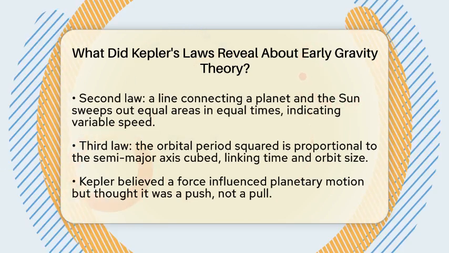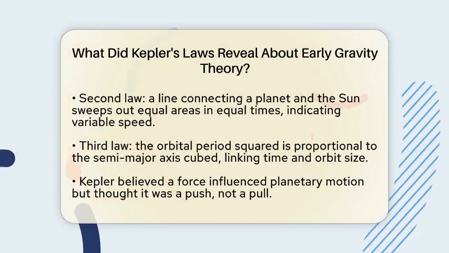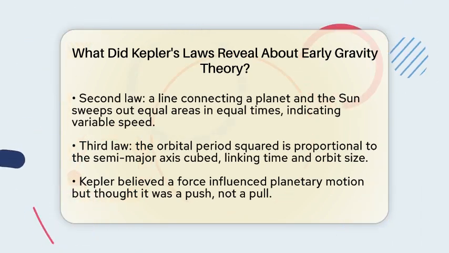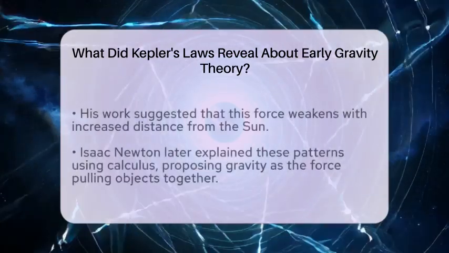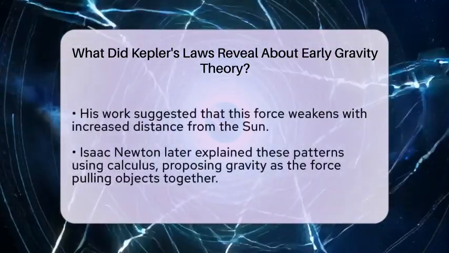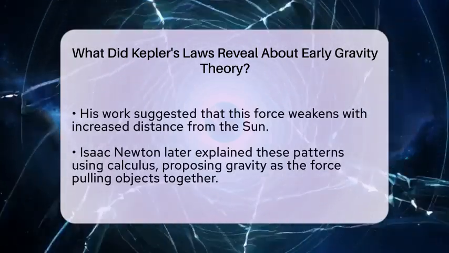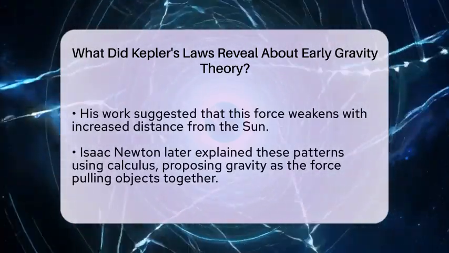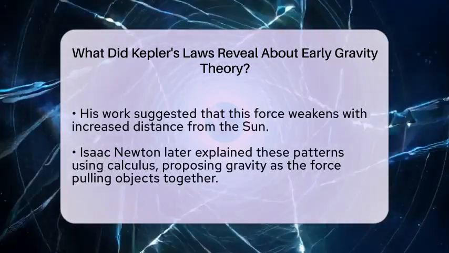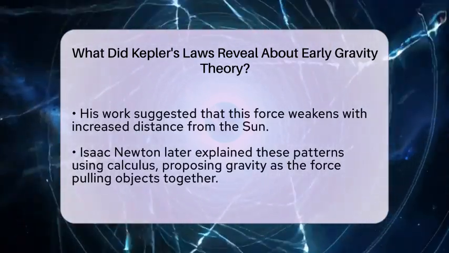These laws pointed to a force acting on planets that pulls them toward the sun, but Kepler did not know what that force was. He believed it was some kind of push or influence, not a pull. His work suggested that this force must weaken as distance increases, but he could not define its exact nature.